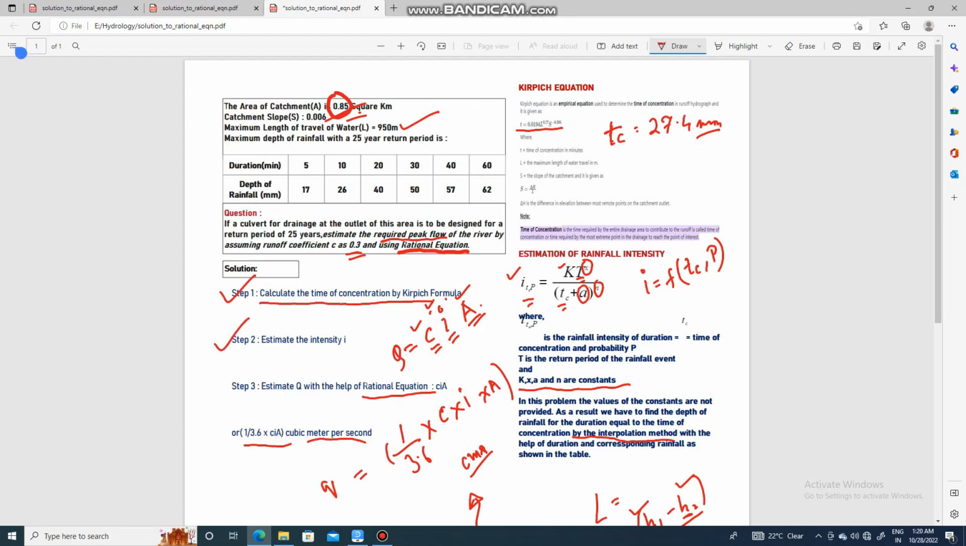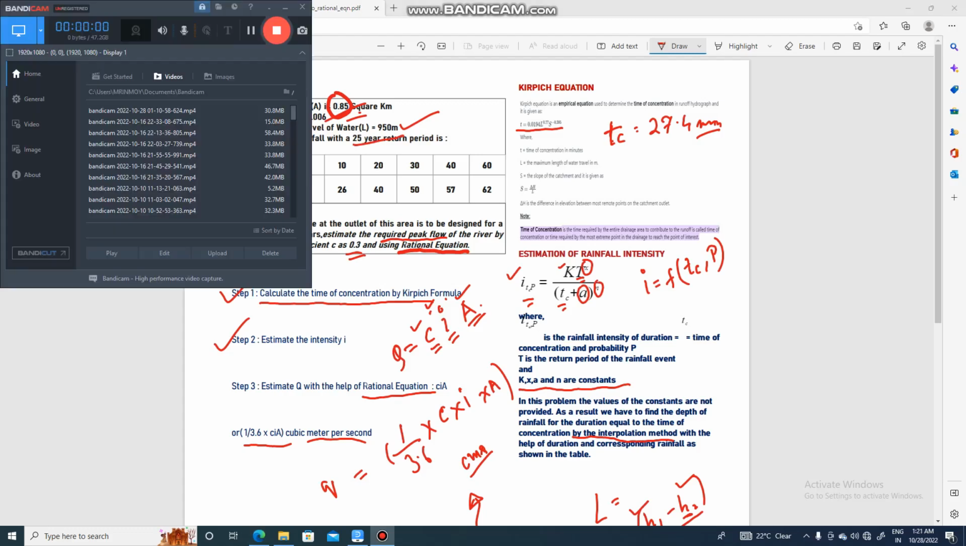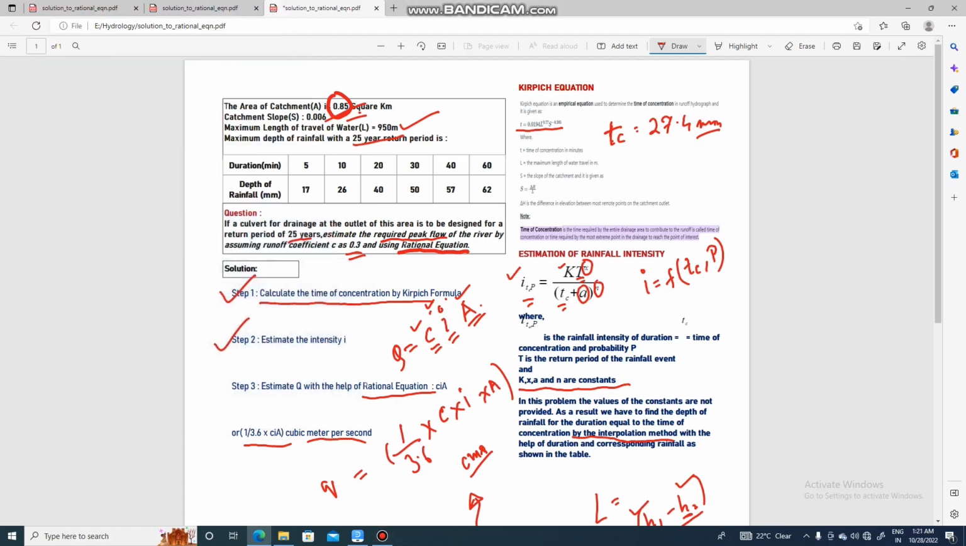Now the most important step in this problem is step 2, intensity I. How to calculate intensity I? Here you see the duration and depth of rainfall of this event is given. This event has a 25-year return period, and you are required to design a culvert which also has a return period of 25 years.